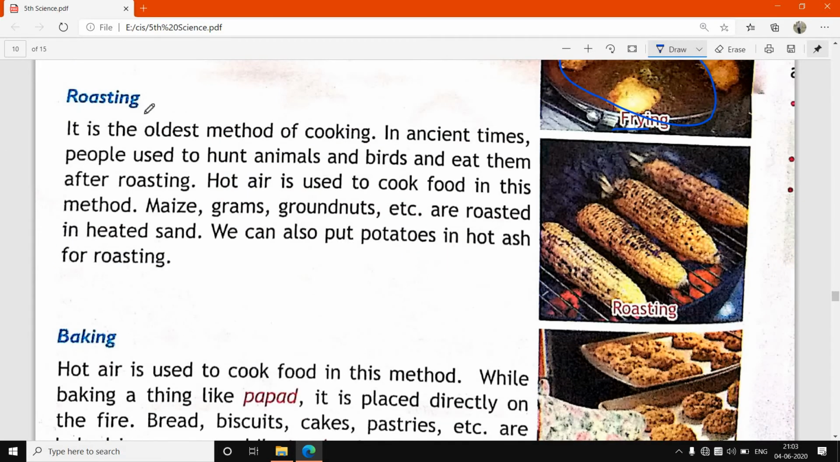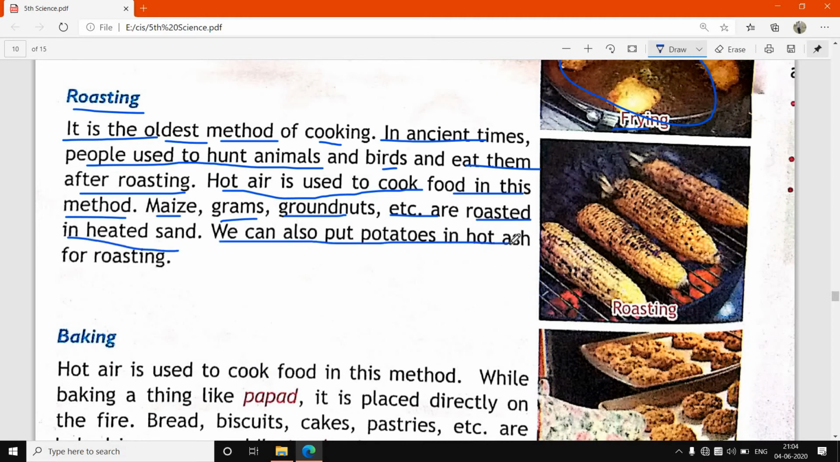Now the fourth is roasting. So what is roasting? It is the oldest method of cooking. In ancient times, people used to hunt animals and birds and eat them after roasting. Hot air is used to cook food in this method. Maize, grams, groundnuts, etc. are roasted in heated sand. We can also put potatoes in hot ash for roasting. So this is the oldest method of cooking.